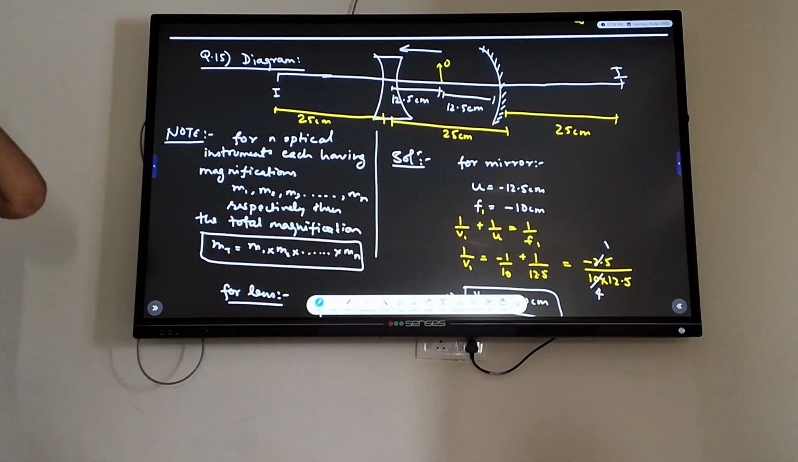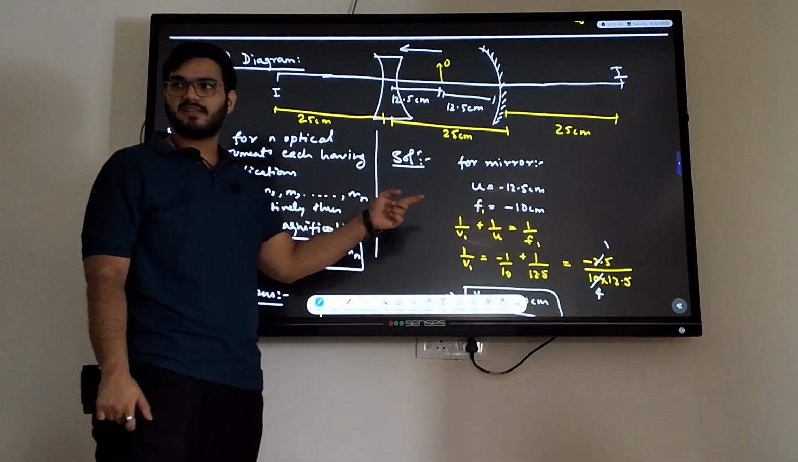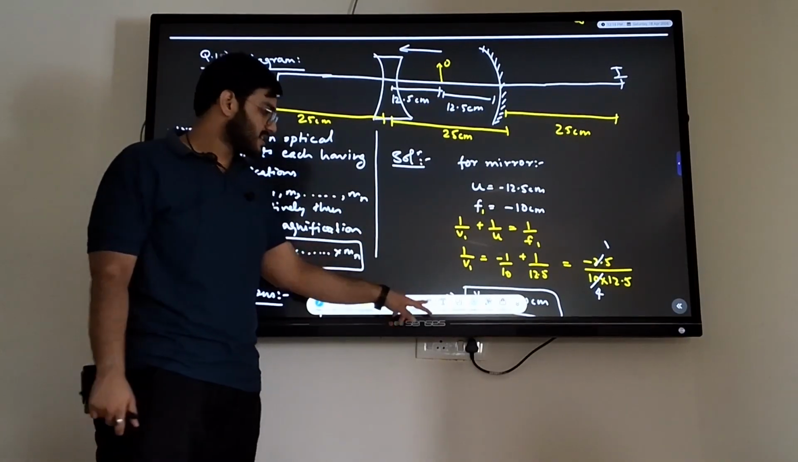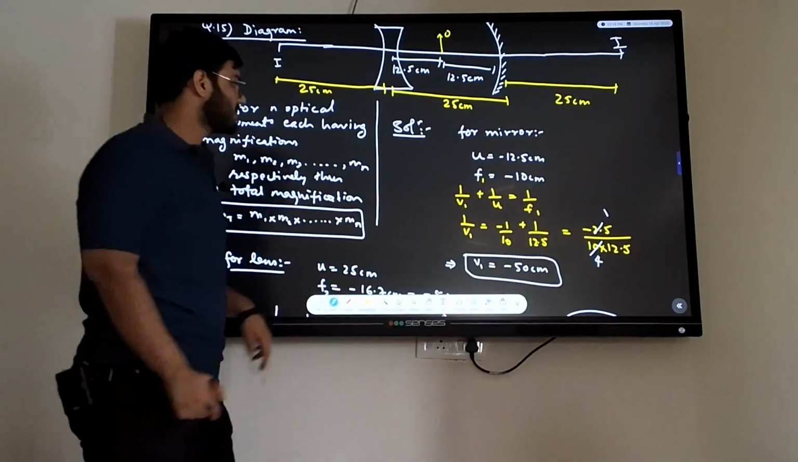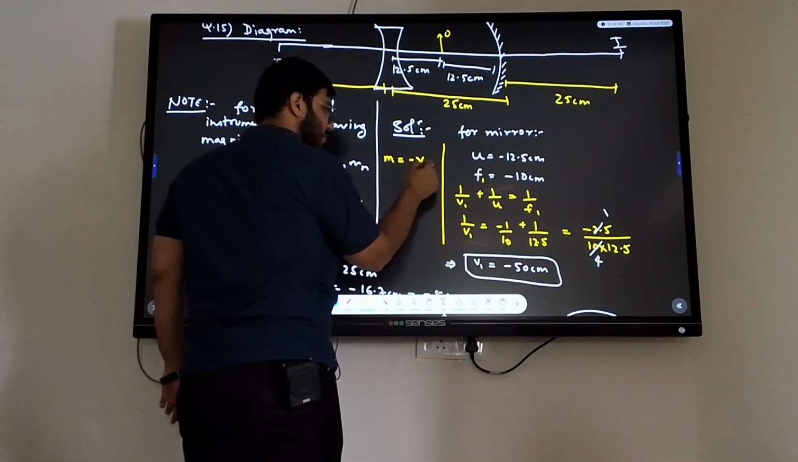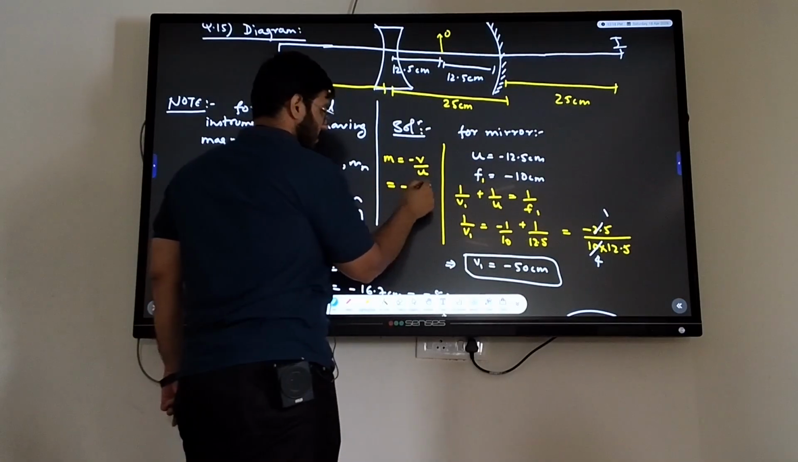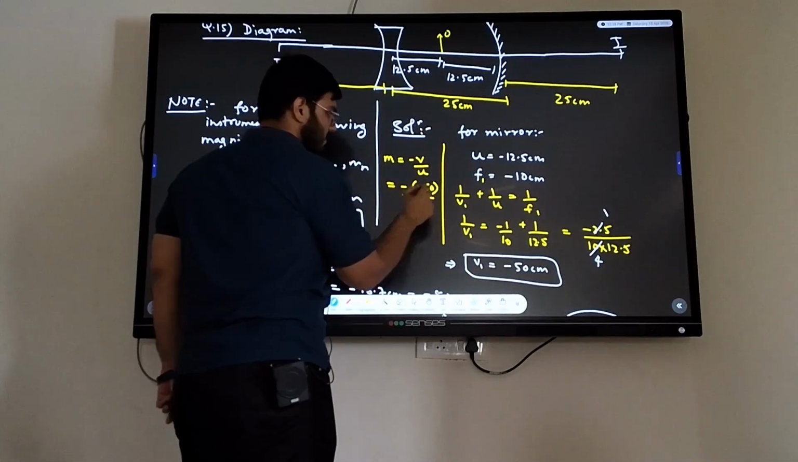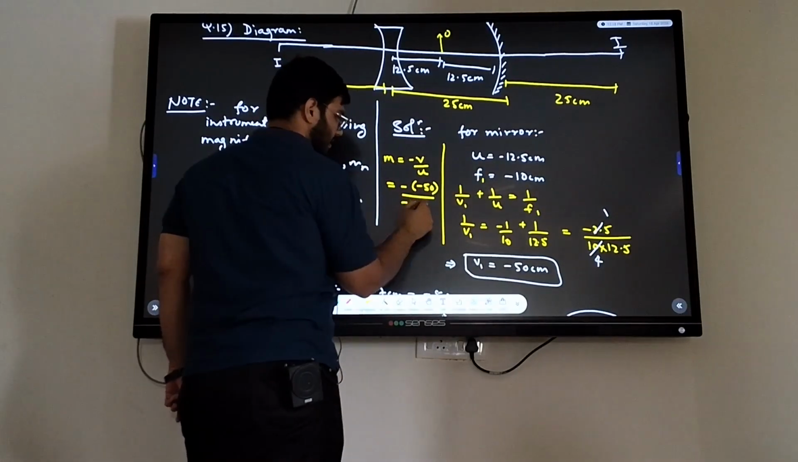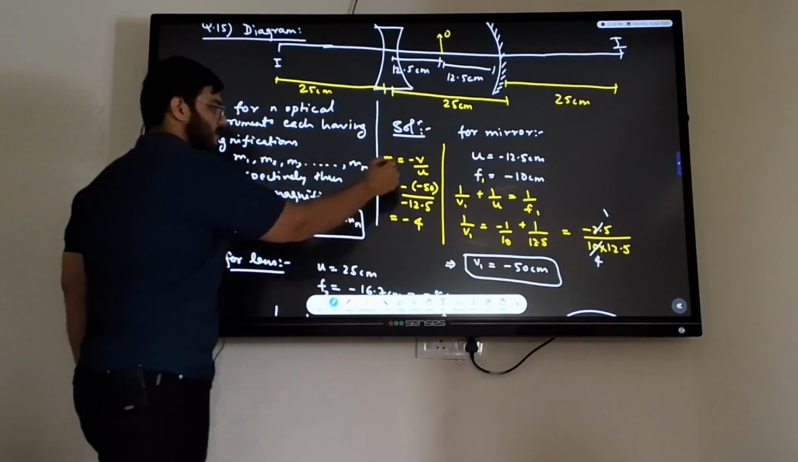Now, are they asking about the magnification as well in the question? Yes. Then we can find the individual magnifications very easily. What is the magnification for the mirror? m equals minus v by u. What is v here? 50. What is u? Minus 12.5. Can you tell me the answer then? It's minus 4. That's m1.